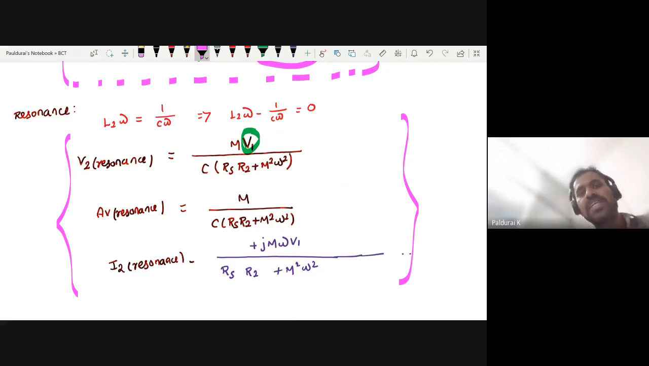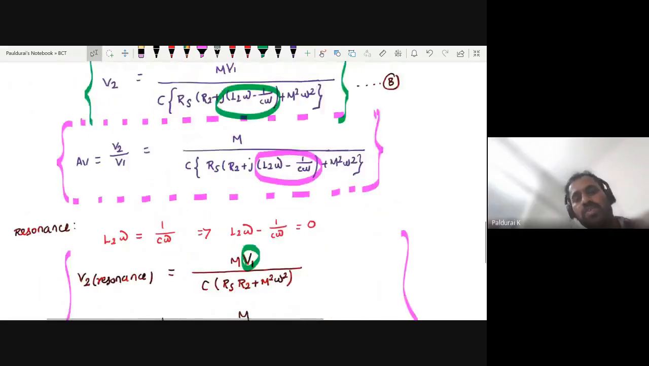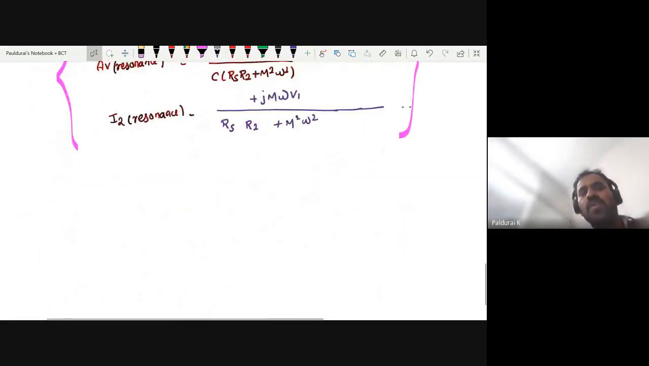In general, what is the output voltage? What is the gain? And what is the output current? That you want to know. Six formulas, right? And the final one, the maximum voltage. When will the maximum voltage be obtained? Any idea? With respect to what?